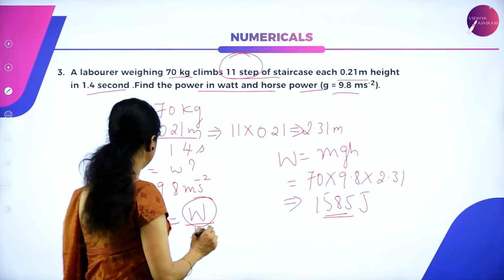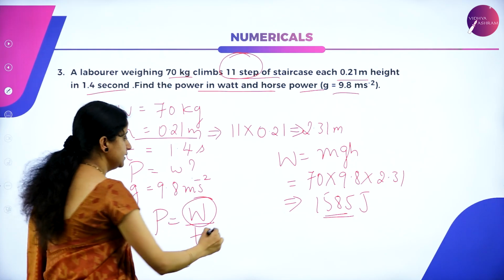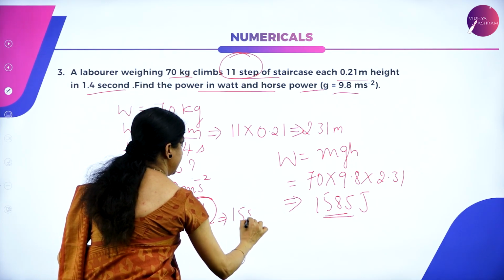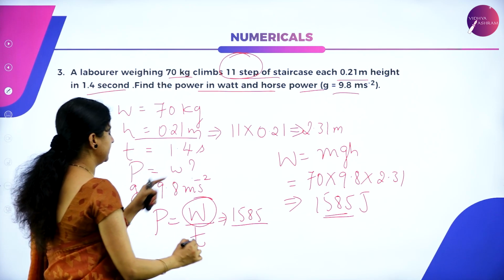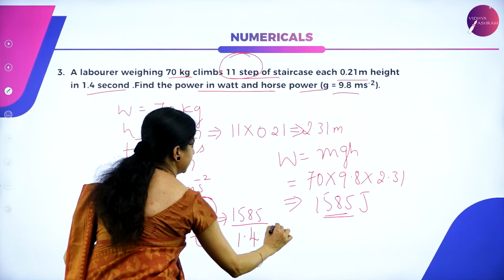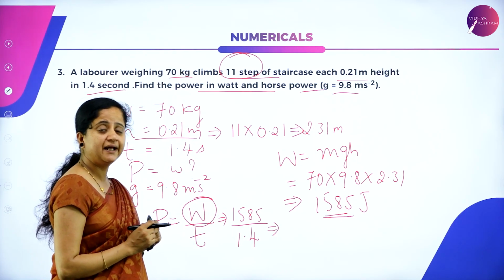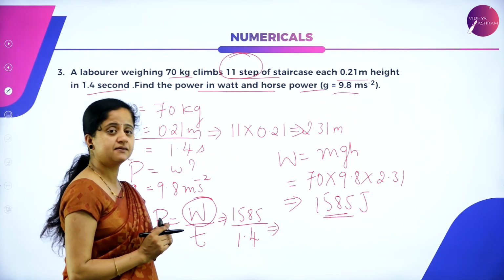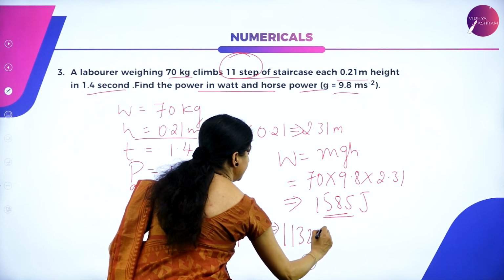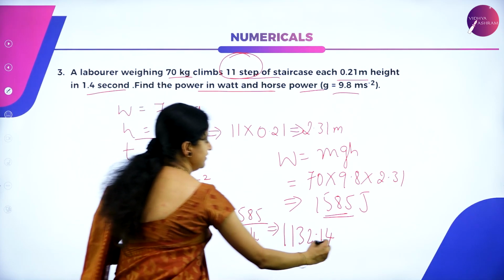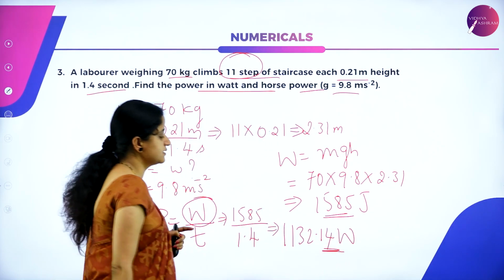Now we have to calculate power with this formula, that is 1585 divided by the given time, 1.4 seconds, and the answer you will get in watt is 1132.14. Power we have calculated, so the unit is watt.